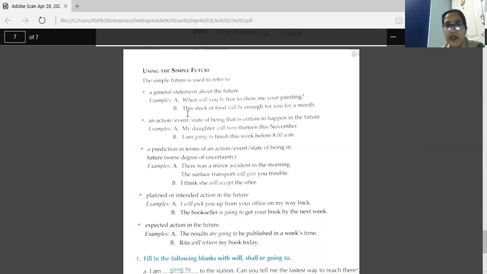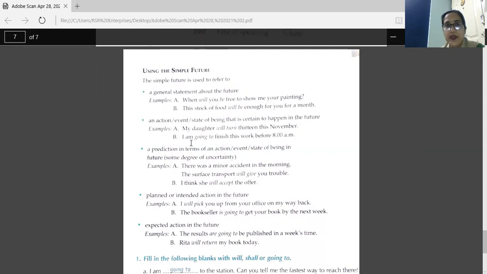Next example, this stock of food will be enough for you for a month. So this will be shows the sentence is in simple future tense. Next one, an action or event or state of being that is certain to happen in the future. My daughter will turn 13 this November. So this is certainty, surety. So here we have simple future, will turn.